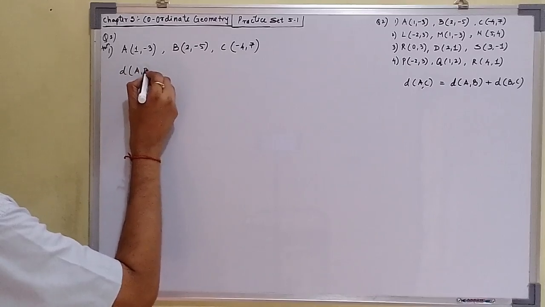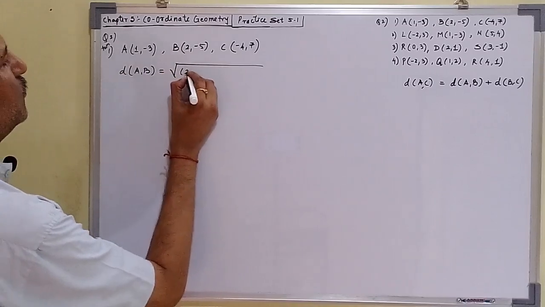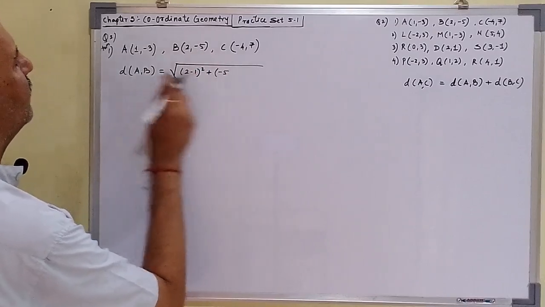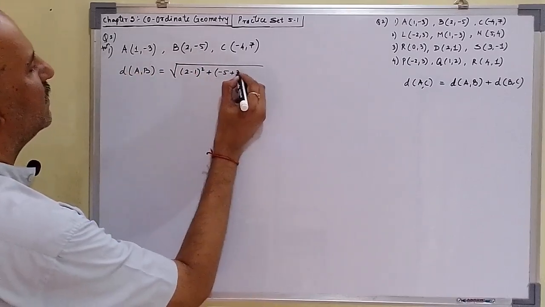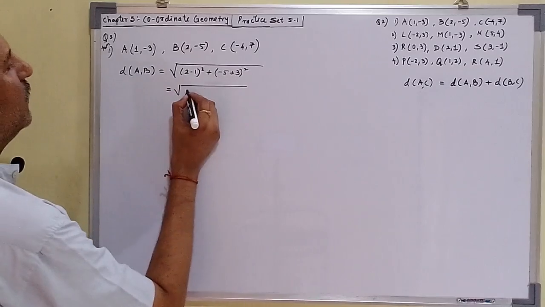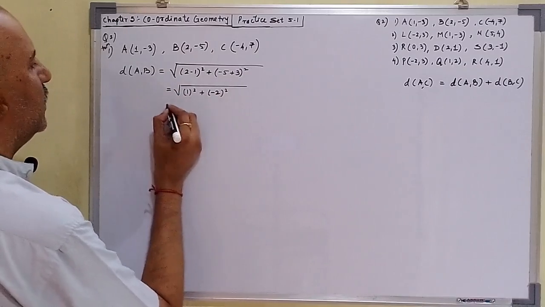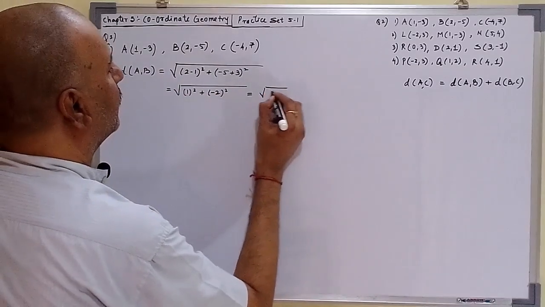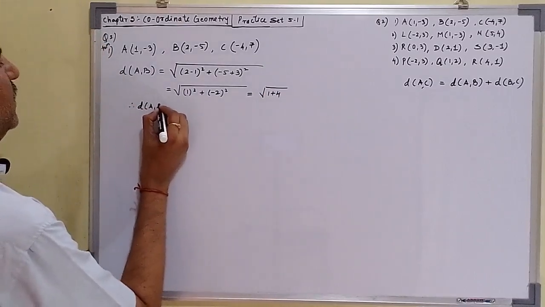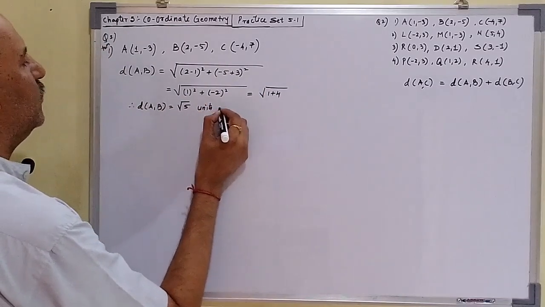Distance AB first. Square root of (x2 minus x1) squared, so it will be (2 minus 1) squared plus (-5 plus 3) squared. So this will be 1 squared plus (-2) squared. So how much is this? 1 plus 4. Therefore, distance AB is root 5 units. This is first.